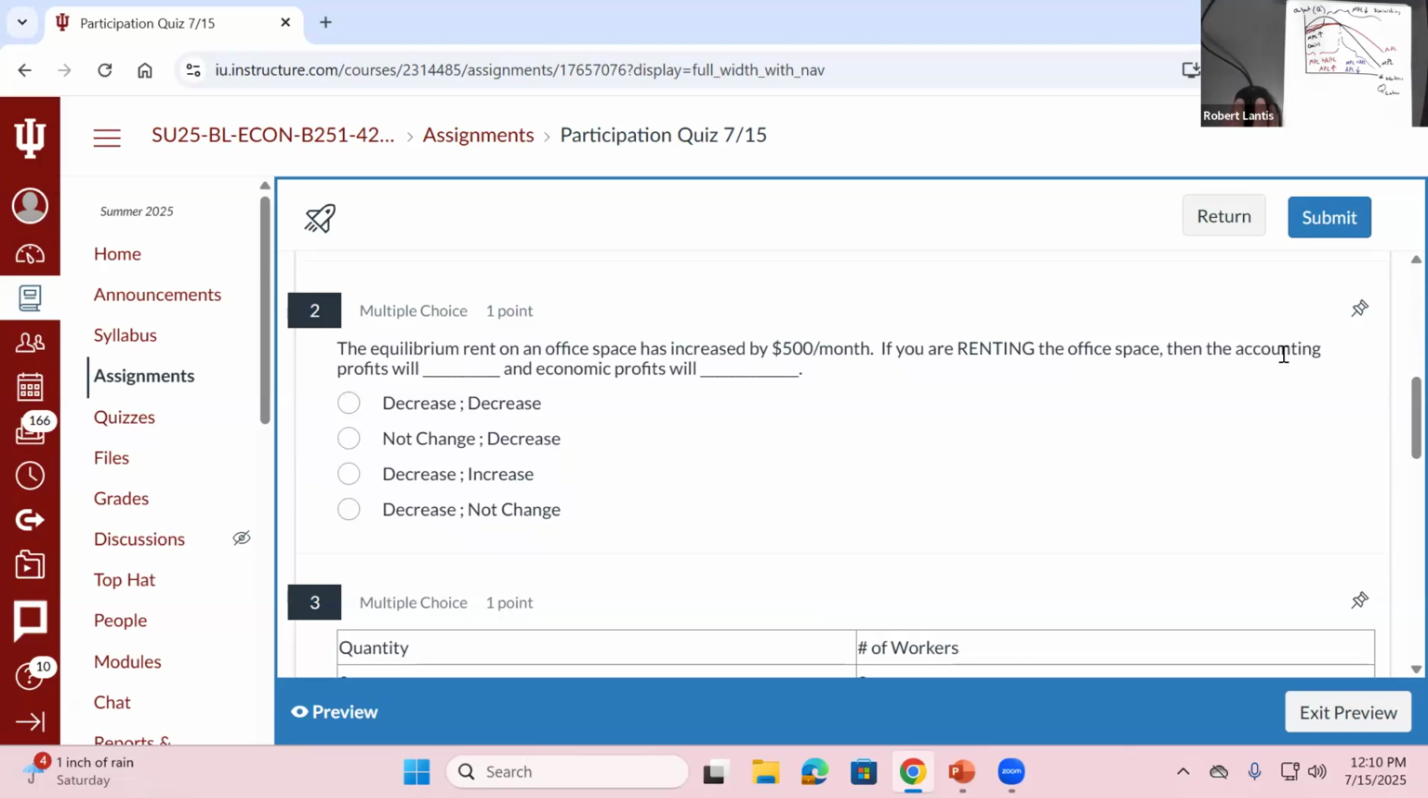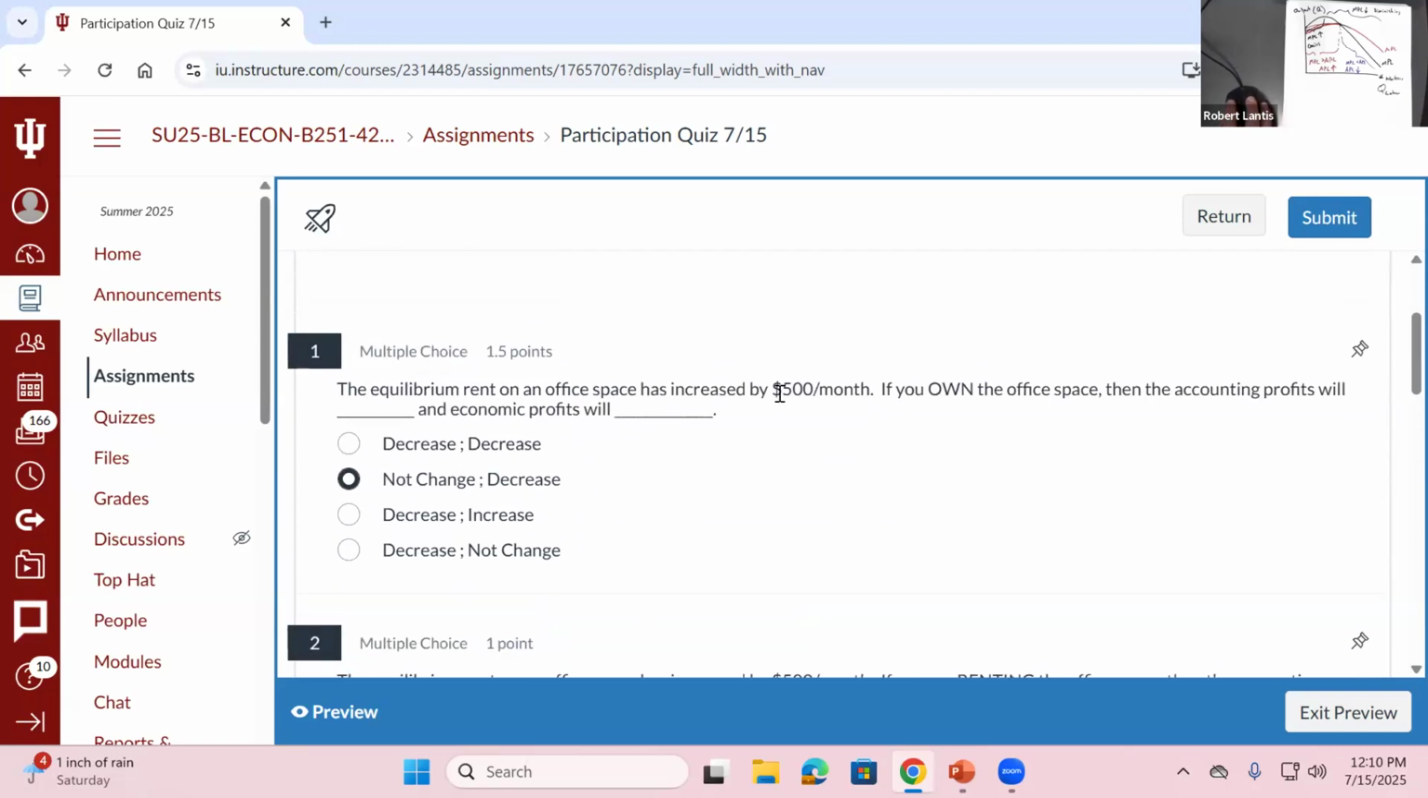Explicit costs will impact both accounting and economic profits. So both of them should be decreasing. When I owned the space, the $500 increase was not an explicit cost. So the accounting profits didn't change at all. When I owned the space, this was a change in the implicit cost, which would change only my economic profits. Okay.